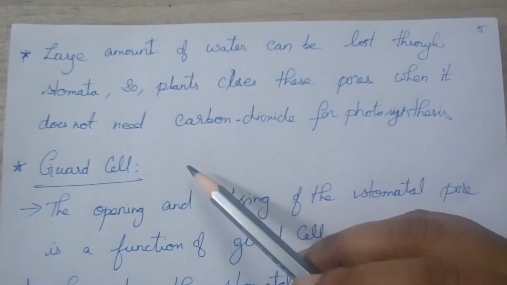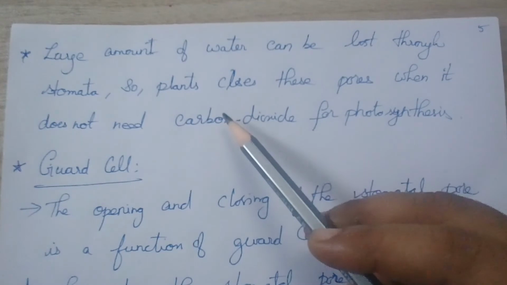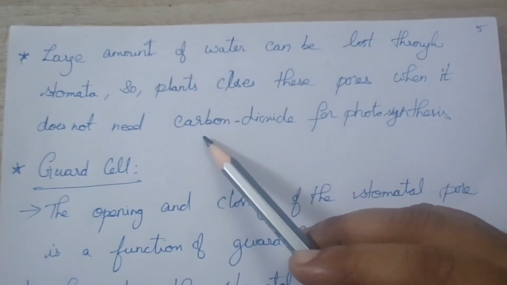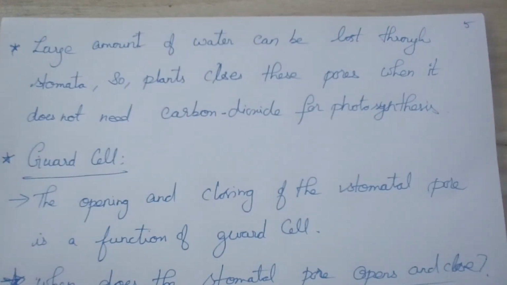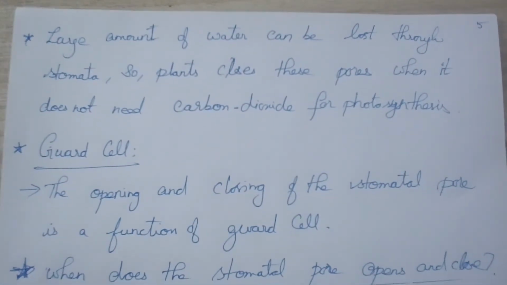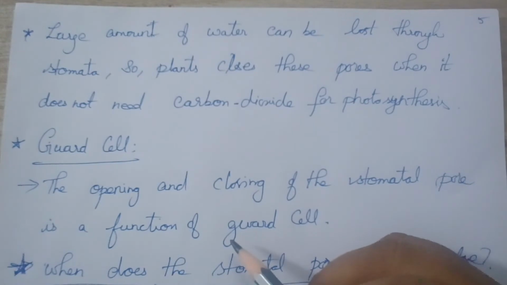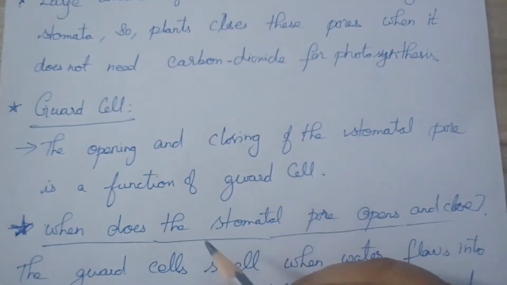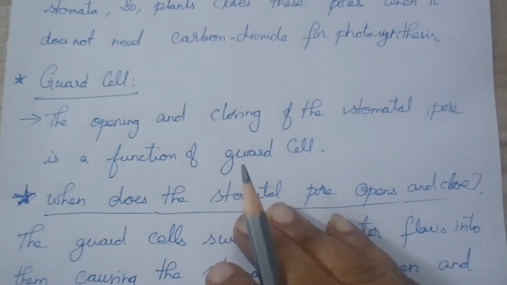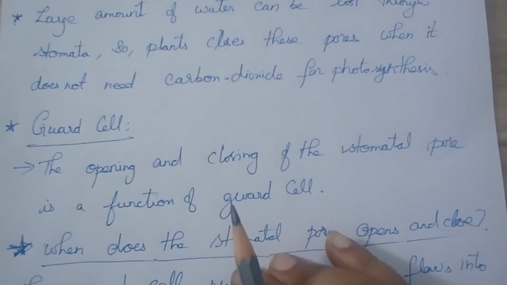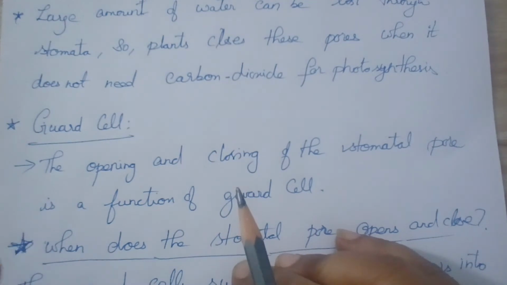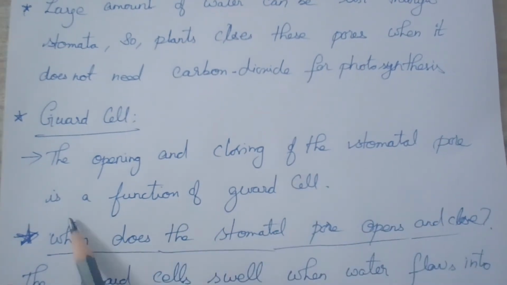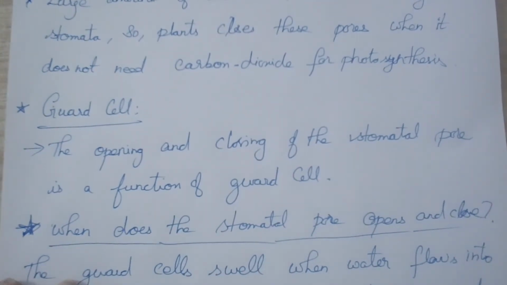So most of the time, if it is not required, the plant closes the pores. When it does not need carbon dioxide, it will close the pores. How is it closing and opening? It depends upon the guard cell. It is a function of the guard cell to open the stomatal pore or close the stomatal pore. So opening and closing of the stomatal pore is a function of the guard cell.